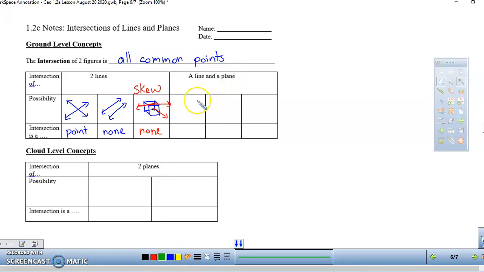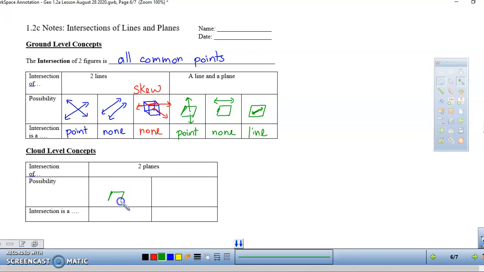Okay, next, a line and a plane. So there are several ways those 2 can interact. You can have a line punching through the plane, and that would intersect at a point. And you can have a line that's basically parallel to it, and there would be no intersection there. And then lastly, you can have a line that's on the plane, and then they have every point on the line as a common point. So you would say the intersection is the line.